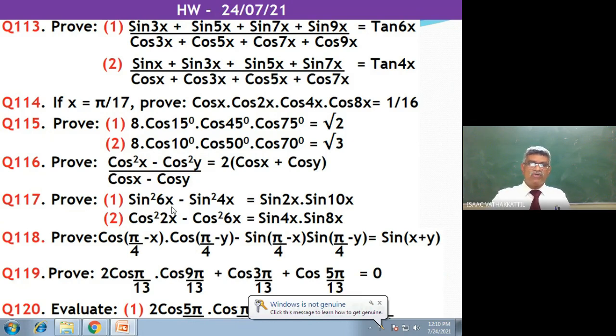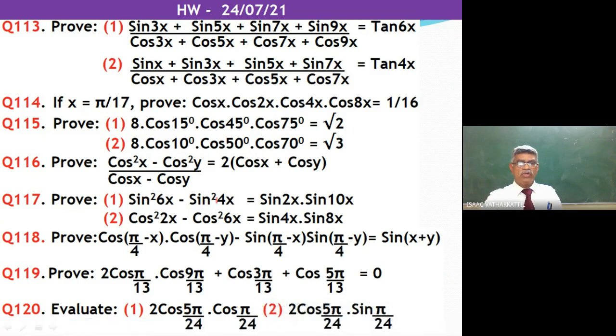117, sin squared minus sin squared. Sin squared a minus sin squared b, you know, is sin a plus b into sin a minus b. Simplification. Very simple. Cos squared a minus cos squared b, again simplification. Simple here. 118. It is simply cos a cos b minus sin a sin b. A is pi by 4 minus x, B is pi by 4 minus 1. You can apply the formula.